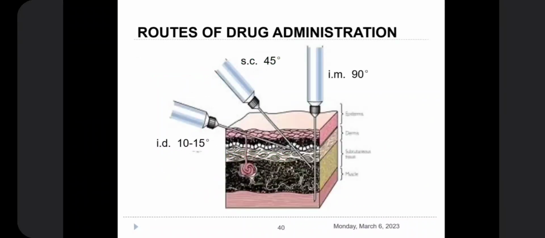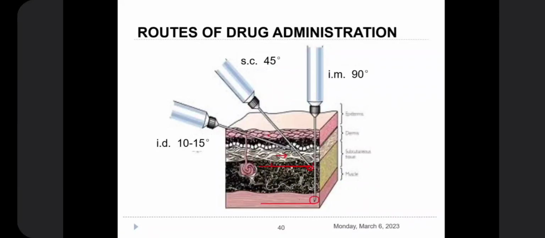So let's compare the difference of these three administrations: ID, SC, and IM. The difference is the administration site. You can see here ID is between the layers of skin, SC is under the skin, and IM is in the muscle.